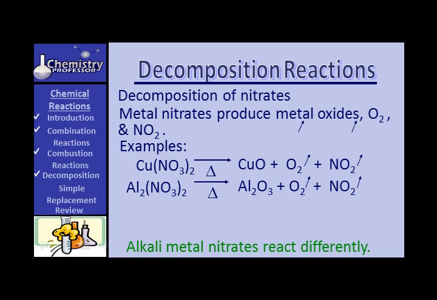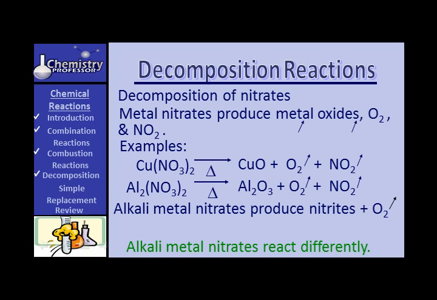Alkali metal nitrates react differently. That's right. Your alkali metal nitrates produce nitrites and oxygen. Again, we're not taking a blowtorch to it. Sodium nitrate, when gently heated, will produce sodium nitrite and oxygen. Now, this would be a good way to produce oxygen for use in the lab. But don't overheat it, or you will produce something that you don't want. So sodium nitrate will produce sodium nitrite and oxygen.